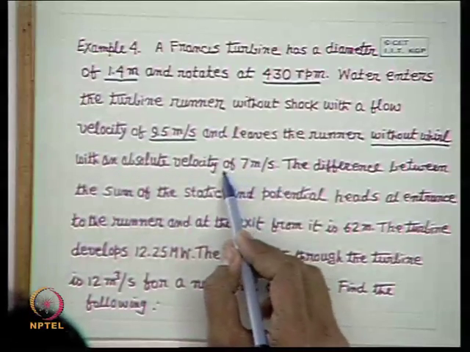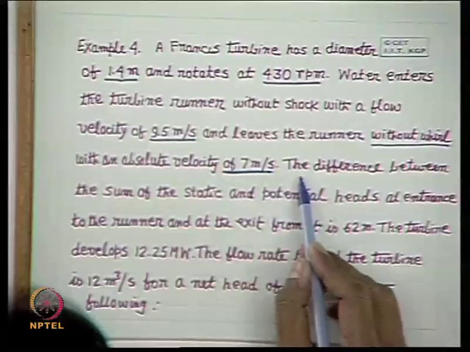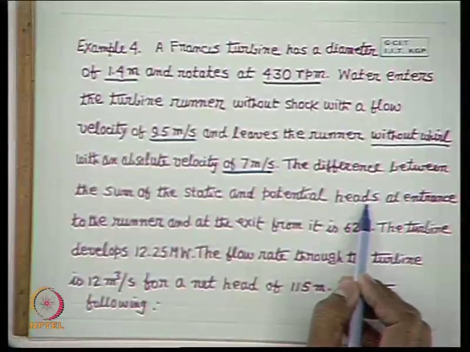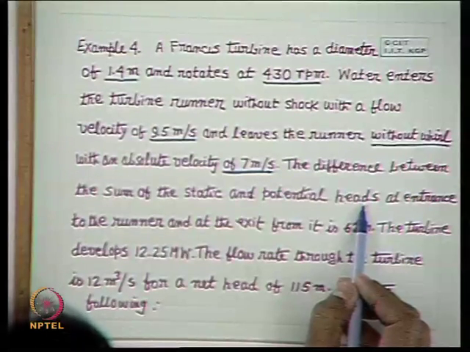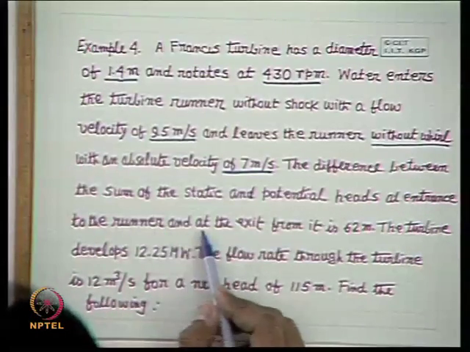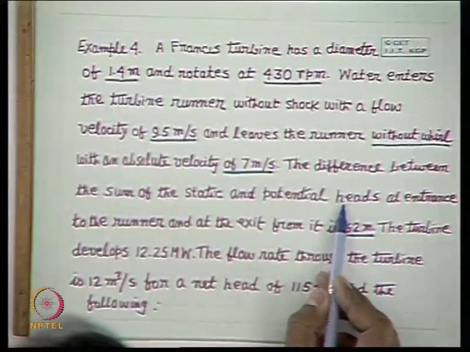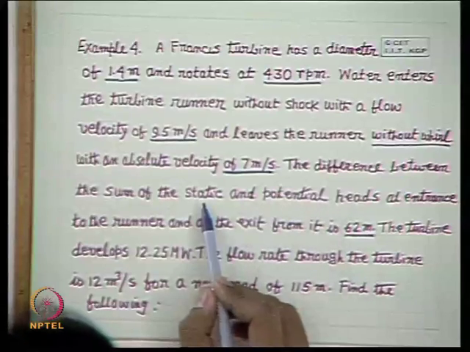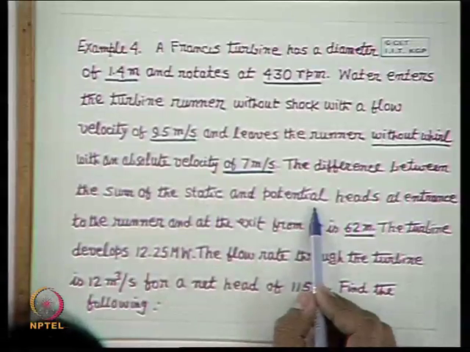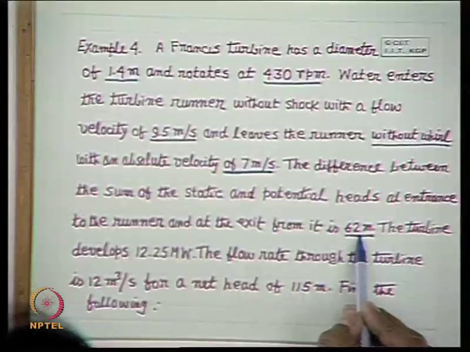With an absolute velocity of 7 meter per second. So, this is the absolute velocity of water at the discharge. The difference between the sum of the static and potential heads at entrance to the runner and at the exit from it is 62 meter. Understand static and potential head, that means P by rho g plus z. The sum of these two quantities between the entrance and exit differs by 62 meter.